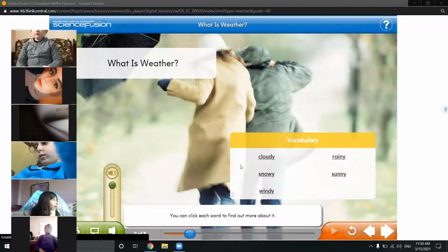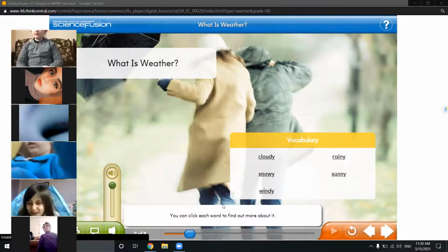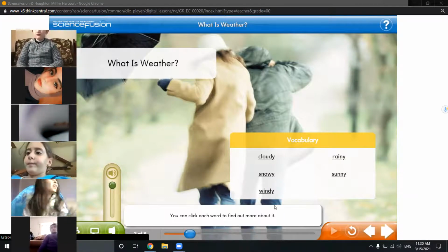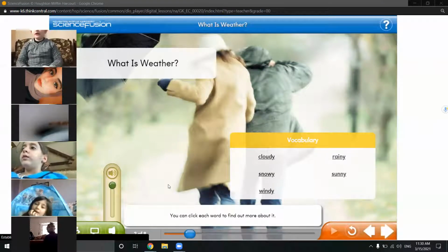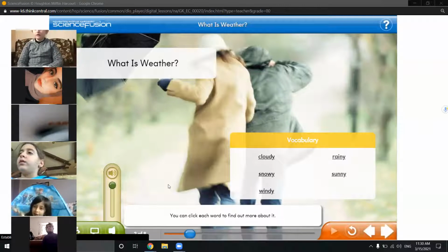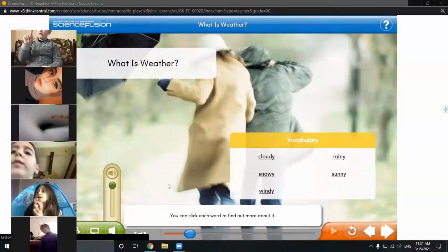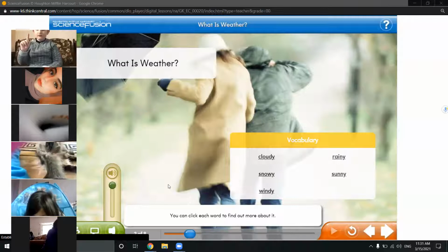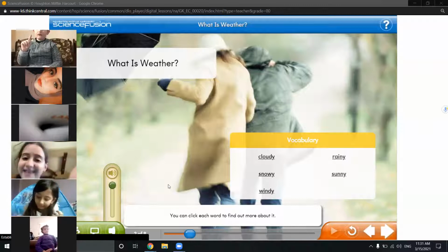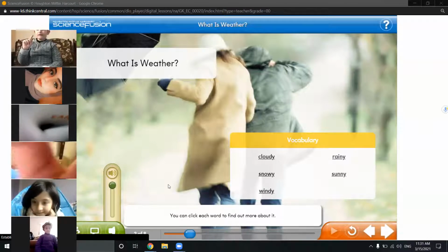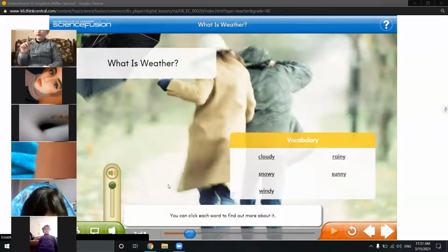Okay, guys. When I say the weather is snowy, what do I mean by snowy, Ahmed? When I say the weather is snowy, what do I mean by snowy? Snowy, snow. Okay, so the weather will be snowy. It will have what? It will have snow. So when we say the weather is snowy, it means that the weather will have snow. It will have a lot of snow.